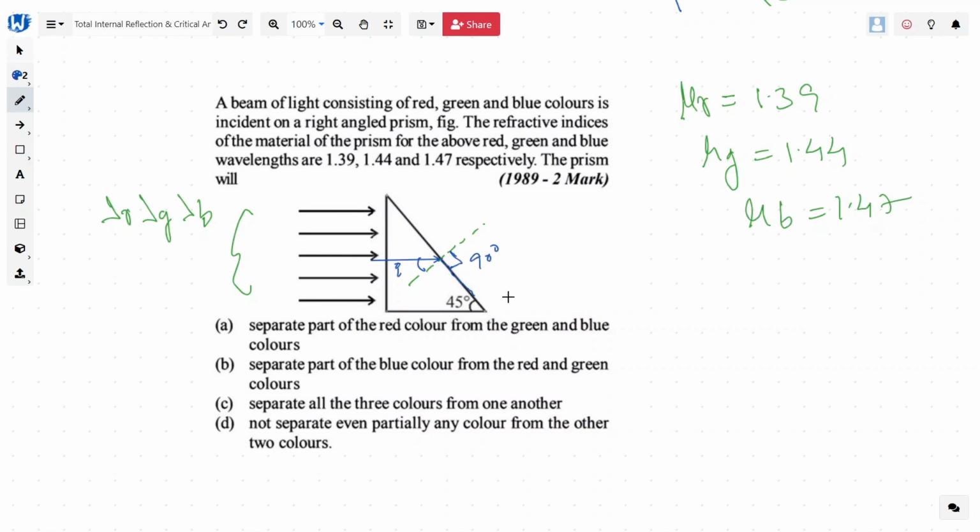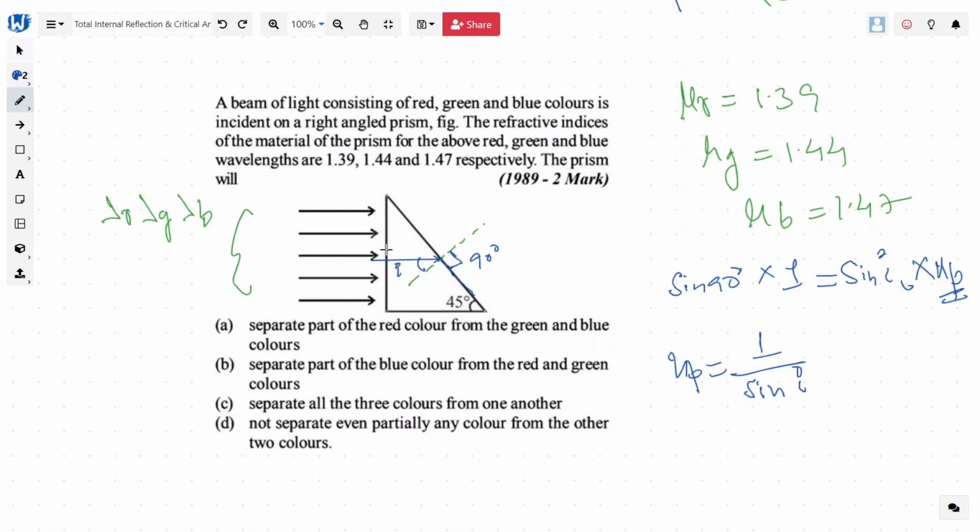So let's write Snell's law. From this side, sine 90 into 1, where 1 is the refractive index of the air, and this side is the critical angle, so sine I critical into the refractive index of the prism, which is unknown. So we write NP, which is unknown. So let's find out NP, and NP will turn out to be 1 by sine I.